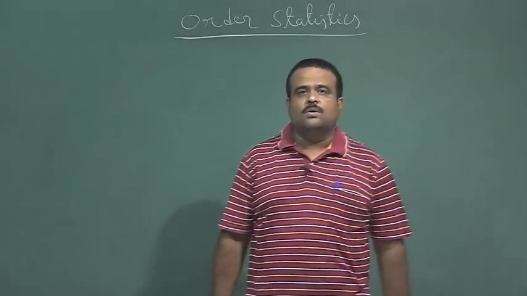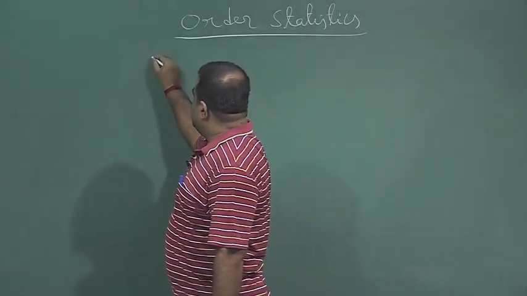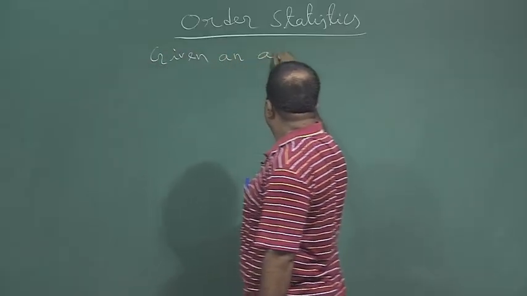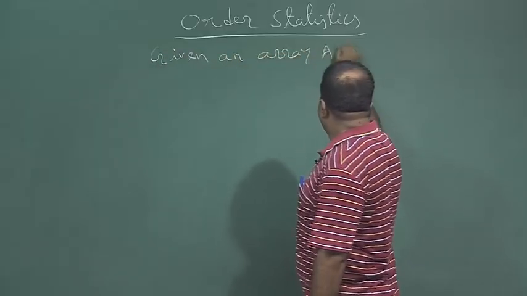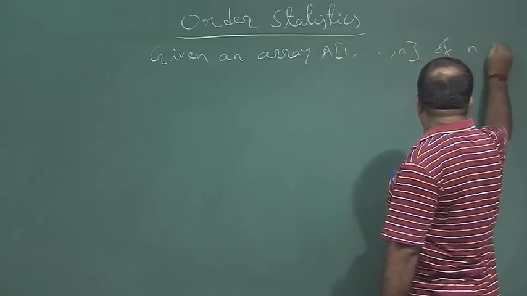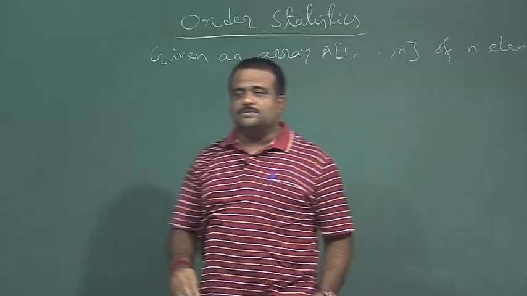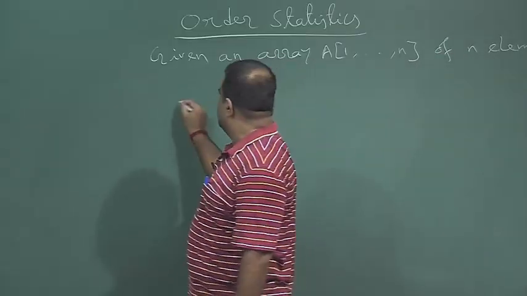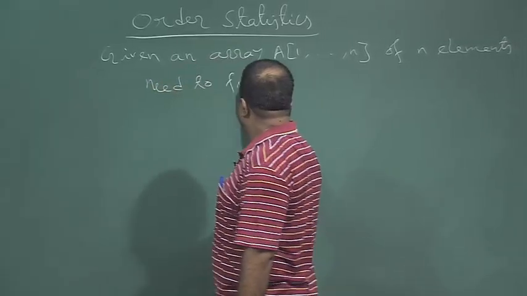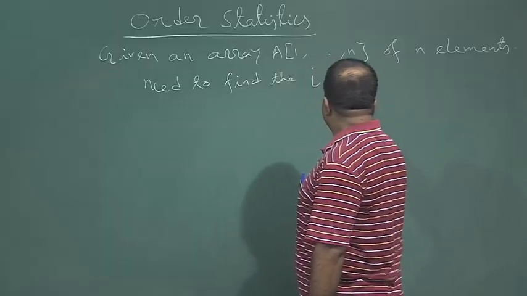Hi. So, we will talk about order statistics. The problem is, we are given an array of n elements, and the problem is to find the ith smallest element from this array.